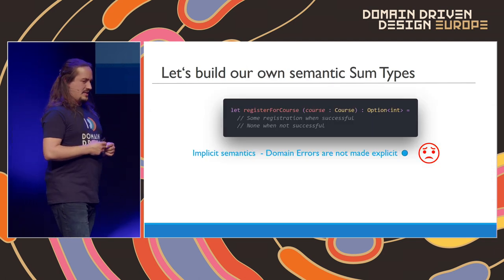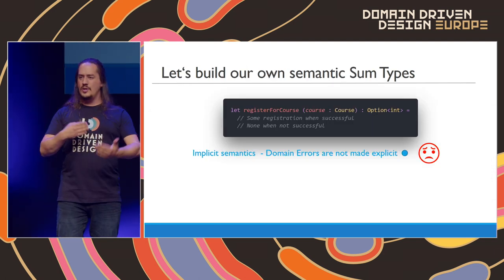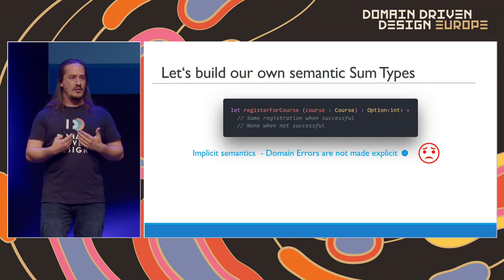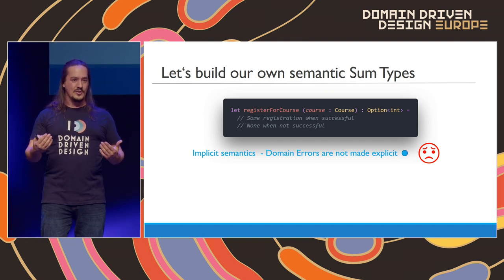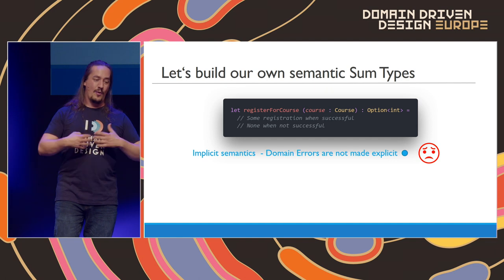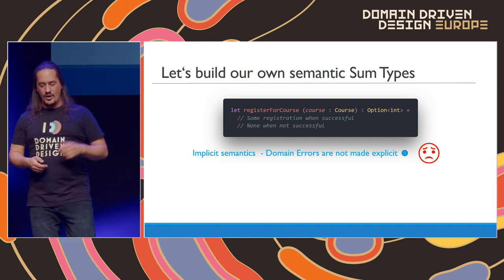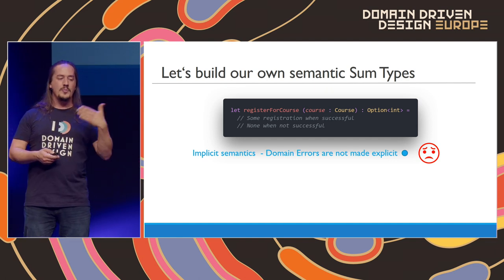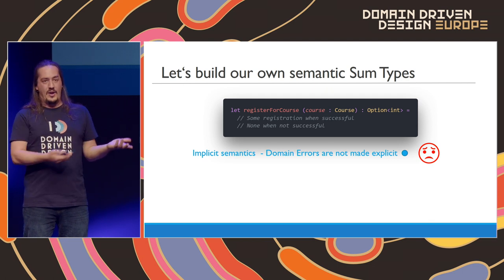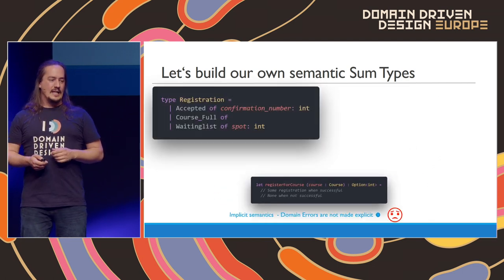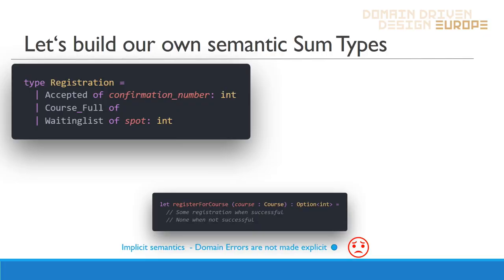Let's build our own semantic sum types. Because why would we only use the ones that are built into the language? We are domain-driven developers, right? Ubiquitous language is what we live for in our bounded contexts. So if you want to register for a course, instead of returning an optional of int, which tells you, hey, there is a value or not, let's say we build our own type called registration.